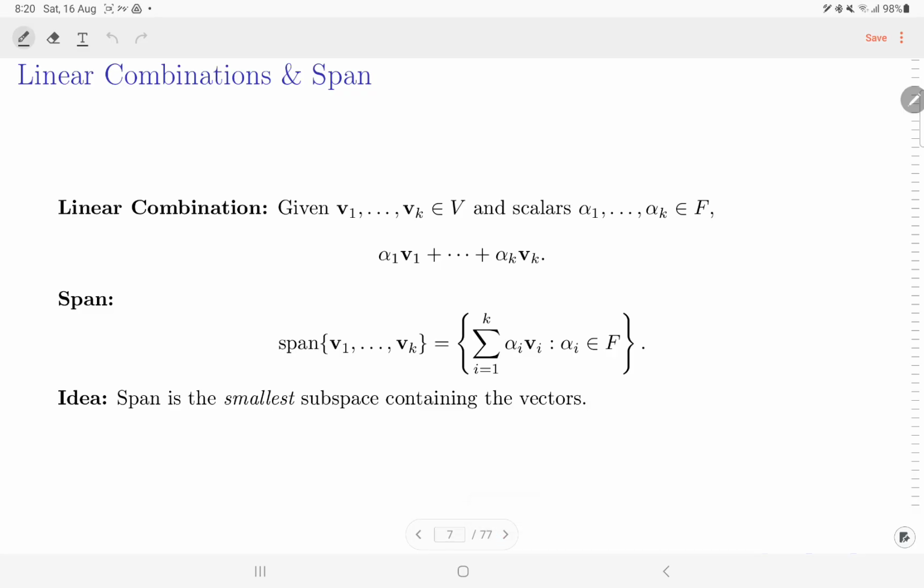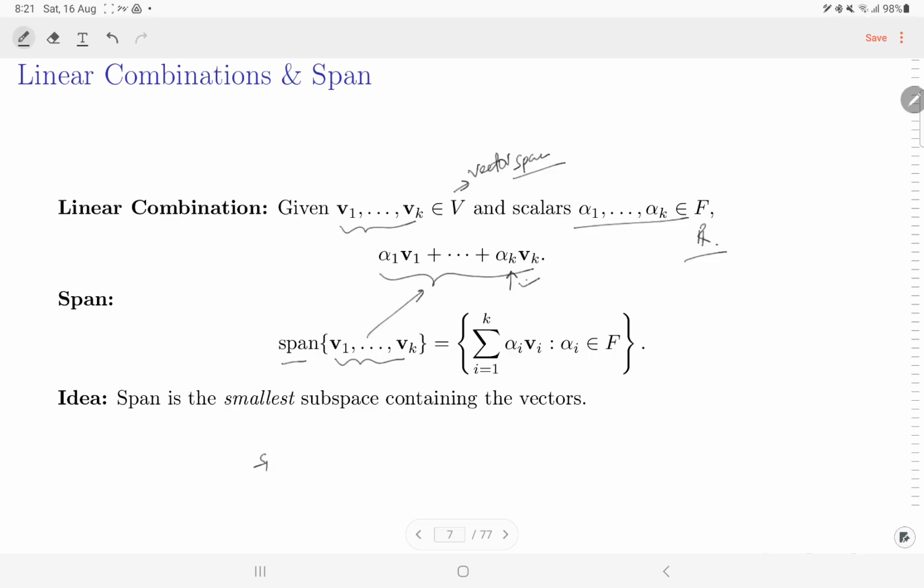Then linear combination: if you are given vectors v1 to vk from a vector space V, and all these alphas are coming from your field, then alpha 1 v1 plus alpha 2 v2 and so on, alpha k vk is a linear combination. What about span? This can be written as the span of v1 to vk, and this is nothing but this.